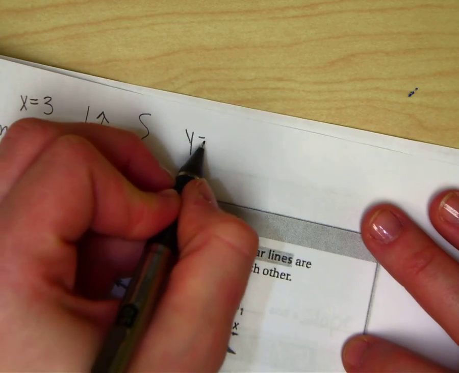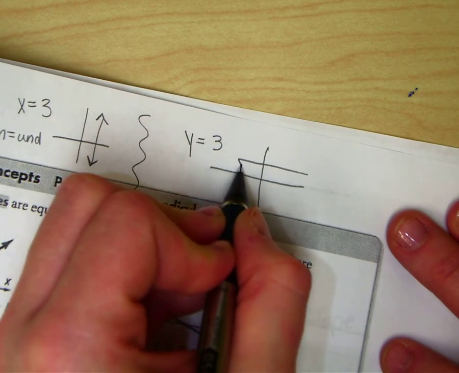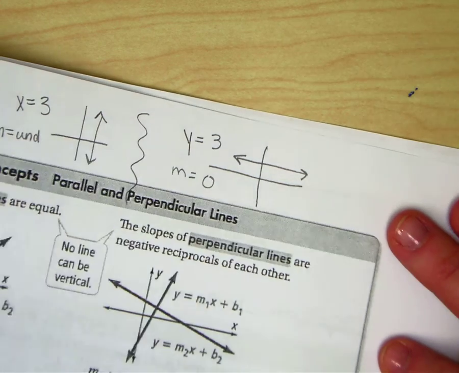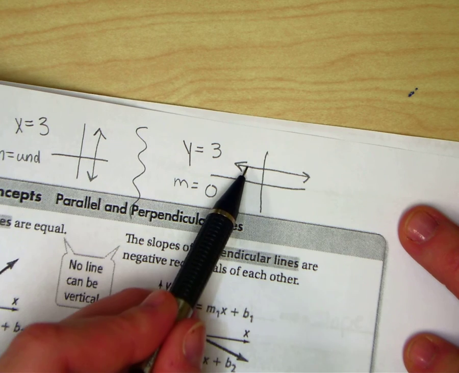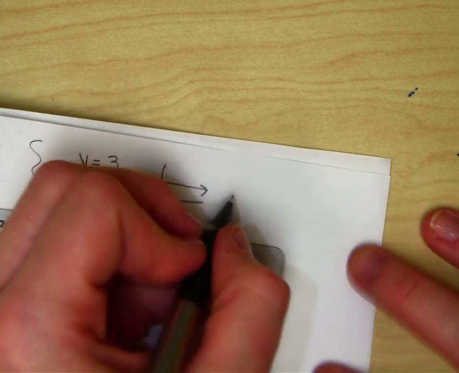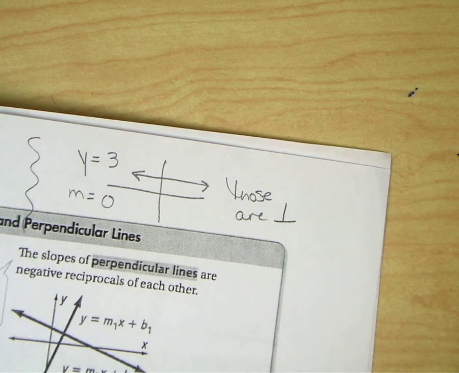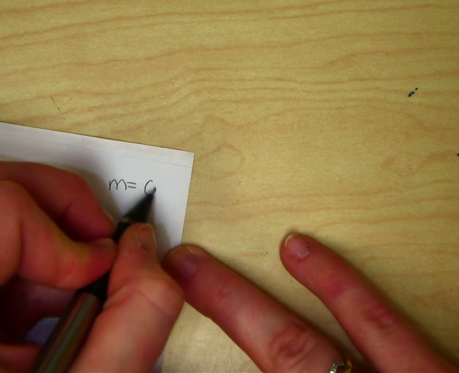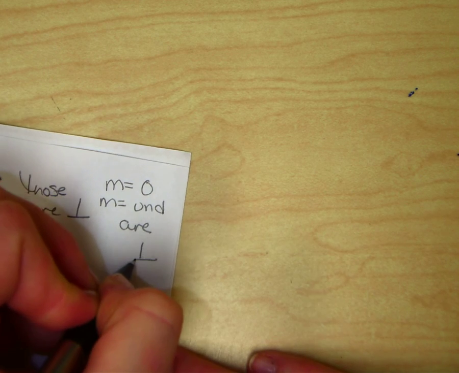On the other hand, if you have an equation like y equals 3, the graph is a horizontal line. The slope of that is 0. If you put this line that I'm pointing at with this line that I'm pointing at, you should notice that those are perpendicular to each other. You need to remember that a slope of 0 and a slope of undefined are perpendicular. That's just kind of a side note.